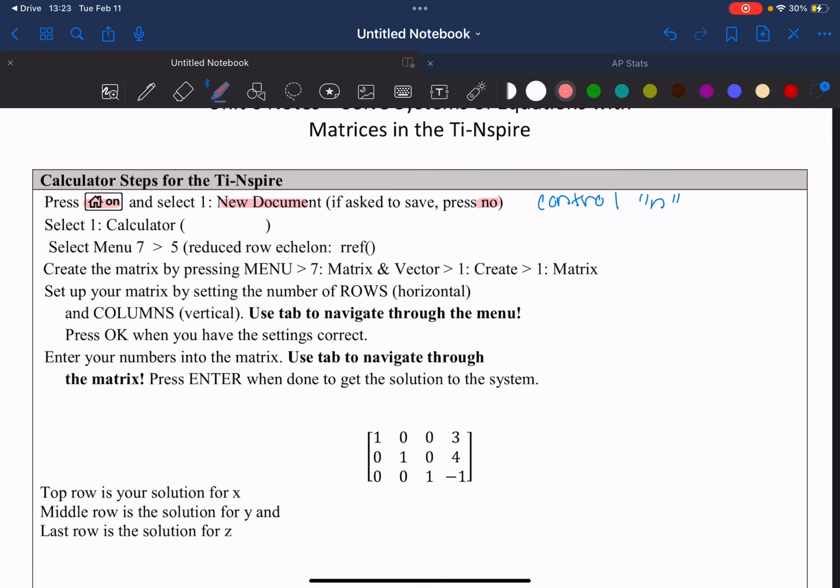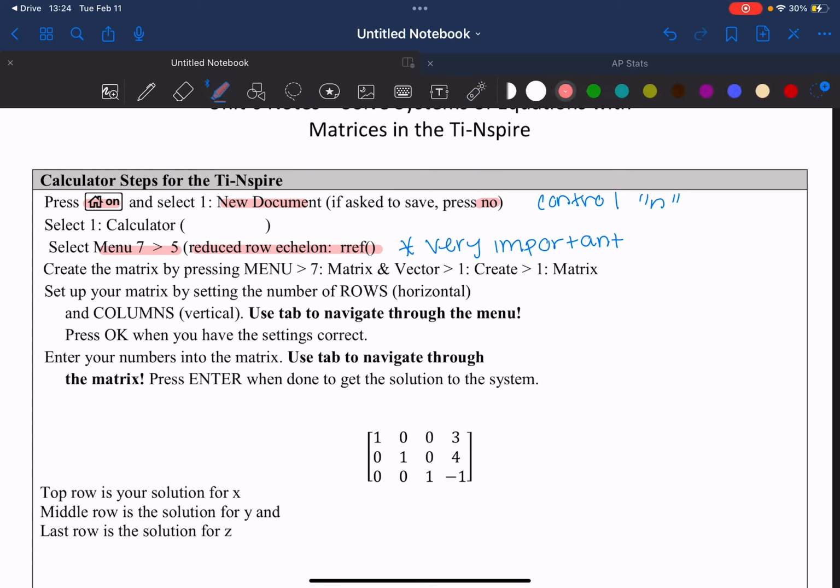Okay. Then you're going to make sure you're on your calculator and you are going to type menu 75, reduced row echelon. This is very important. If you skip this step, you are not telling your calculator to solve. So if you move on to the next step, all it's going to do is return your same matrix back to you. So always make sure before you type in your matrix that you select menu 75. You make sure that this says ref.